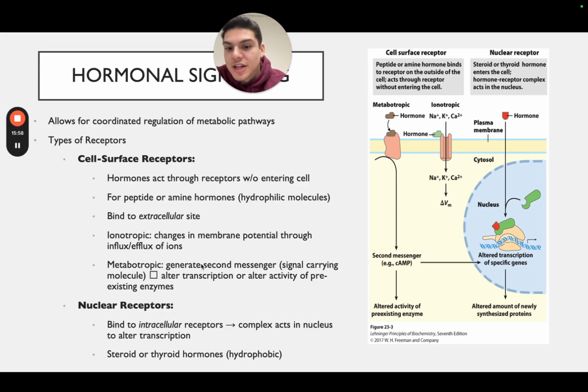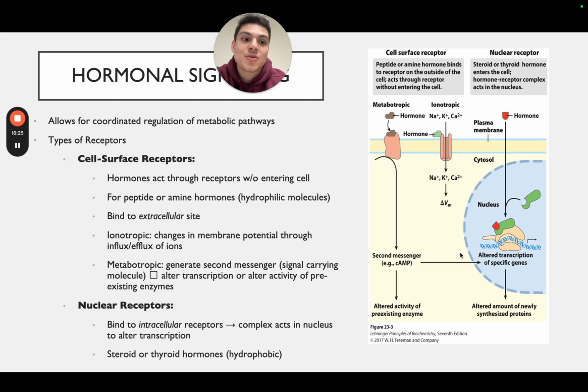And then metabotropic receptors generate secondary messengers, which are signal-carrying molecules that alter transcription or alter the activity of pre-existing enzymes. Like PKA, which is protein kinase A. And we know PKA can affect the pump. It can affect some other proteins, like, I'm trying to remember, some ion channels on the plasma membrane. PKA is not necessarily going into the nucleus, it's just interacting with pre-existing proteins.